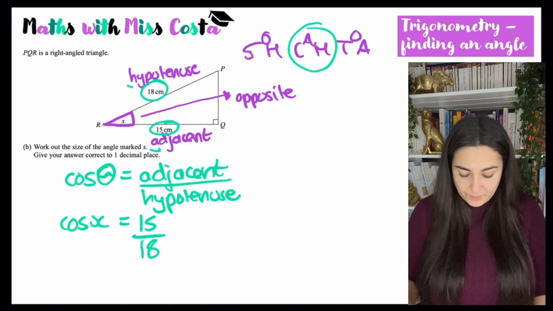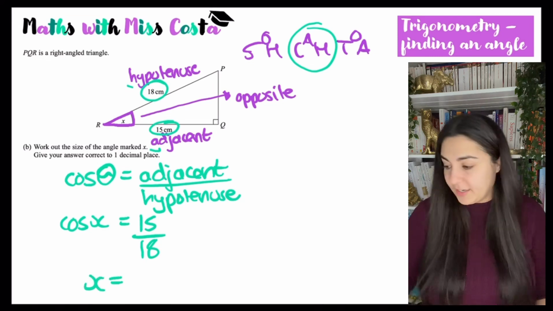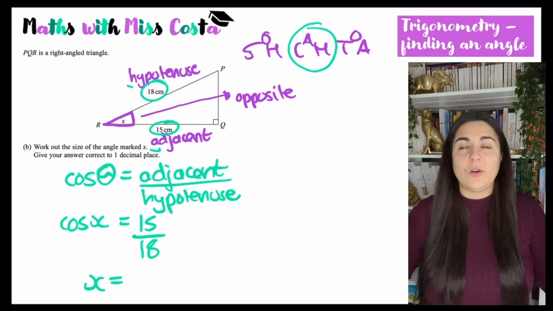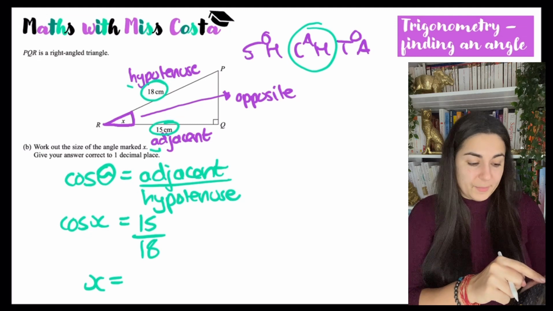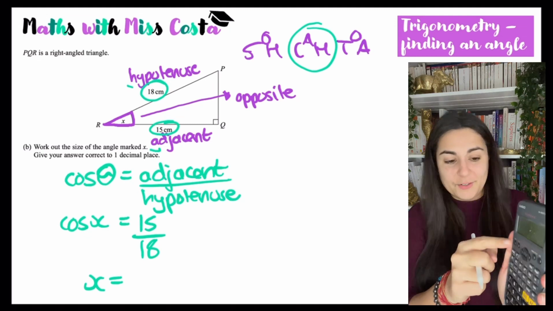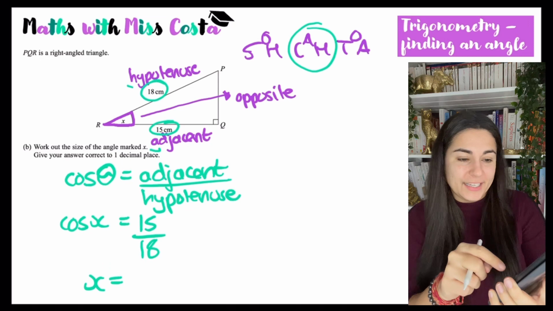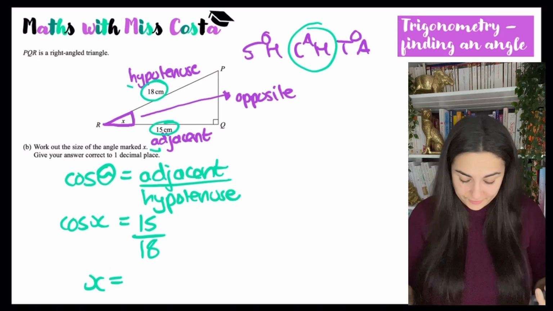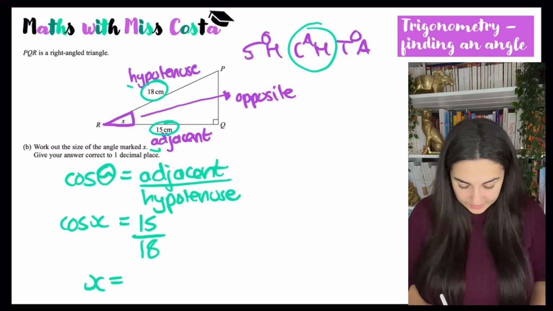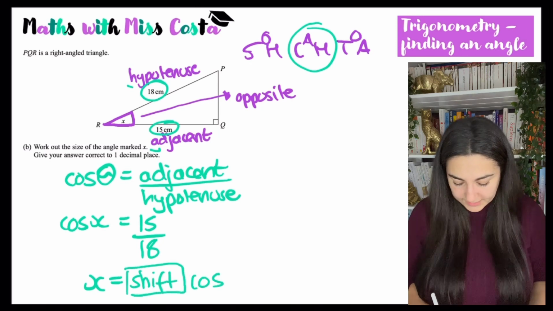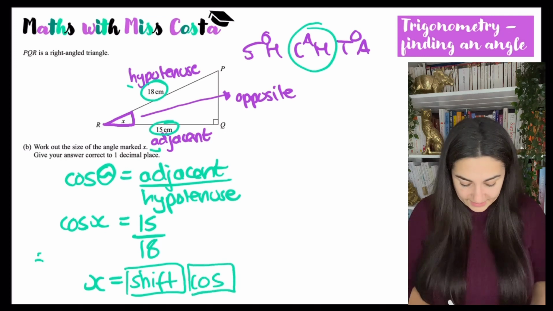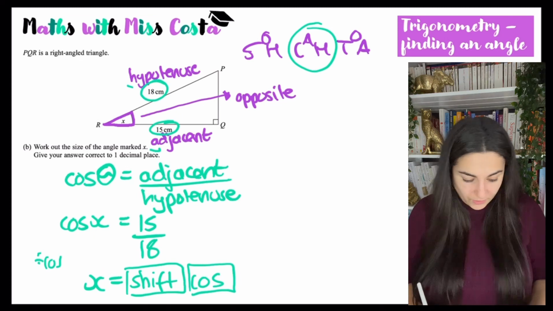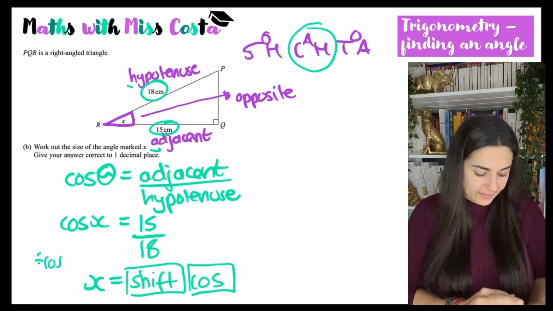And then we need to get X on its own. This is where you can't just divide by cos on the calculator. What you have to do is press the shift button and then cos, and that gives you the inverse of cos. It's essentially like dividing by it. So X would be, I'll write it out here, shift cos. That's when we're trying to work out an angle and we're dividing by cos, it gives you the same effect. So shift cos, and then 15 over 18.